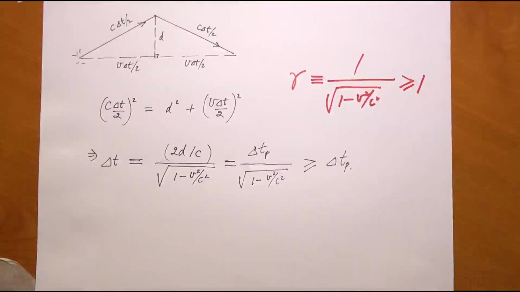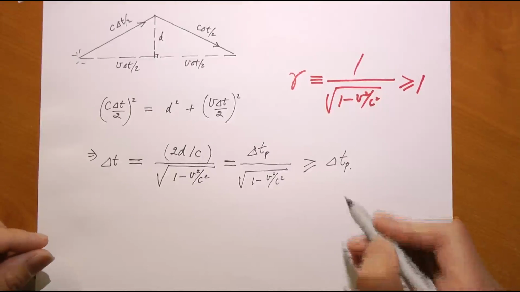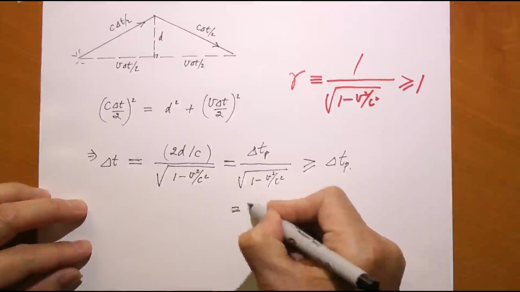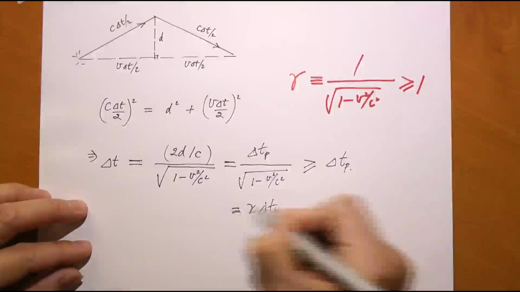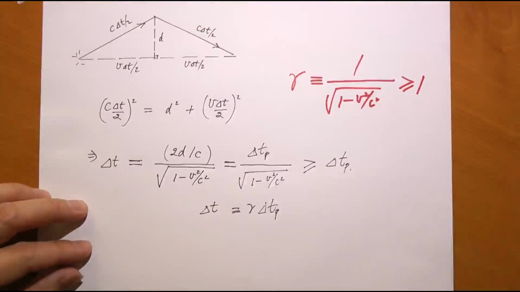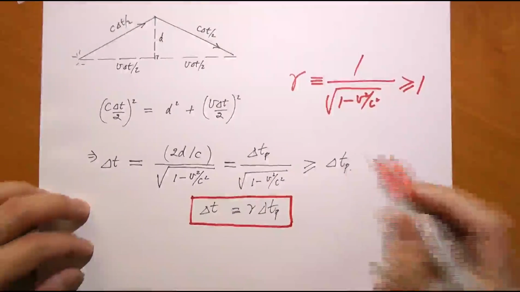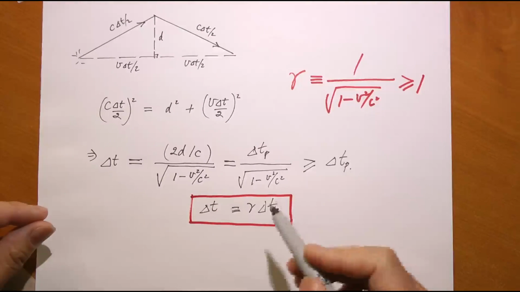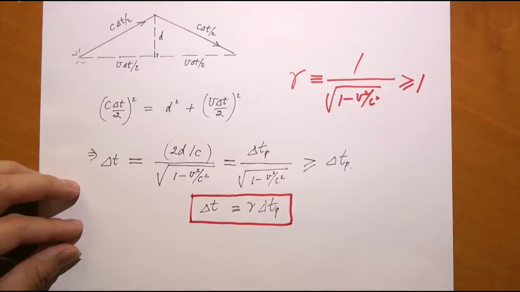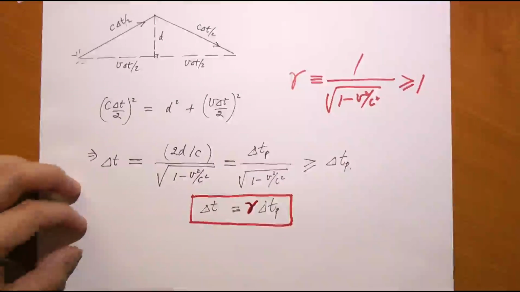In other words, the time interval measured by the astronaut is always going to be shorter than the time interval measured by any other person who is moving relative to the space shuttle. And the difference is a factor of gamma. So delta t equals gamma times delta t proper. The time interval measured by anybody else, instead of the person who is at rest relative to the two events, is amplified by the factor gamma. And here's what gamma is.